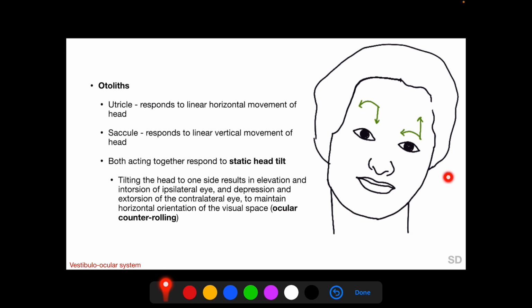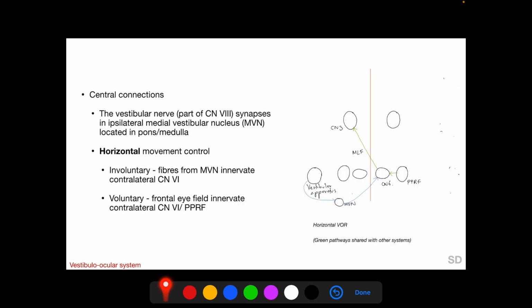So if the head is tilted to the left side, the left eye elevates and intorts, and the right eye depresses and extorts. Here we must remember that in the intorsion and extortion of the two eyes in ocular counter rolling, the anterior and the posterior semicircular canals also play a role. Now coming to the central connections of the vestibulo-ocular system, it is usually described separately for the horizontal movement control, the vertical movement control for the downward gaze, and the vertical movement control for the upward gaze.